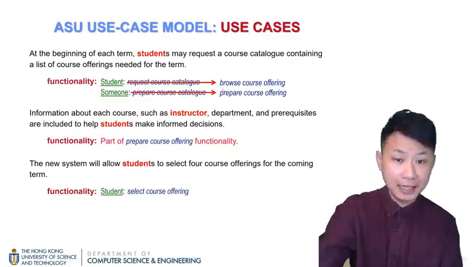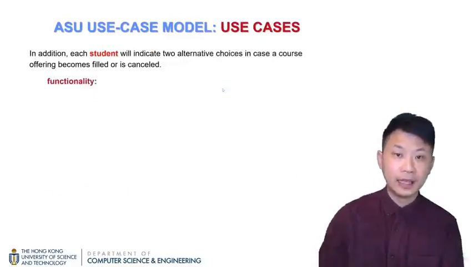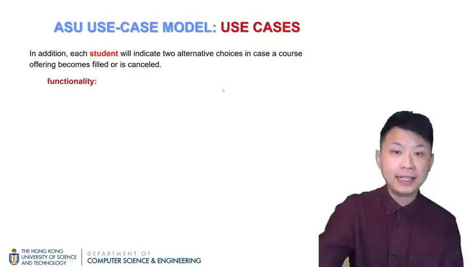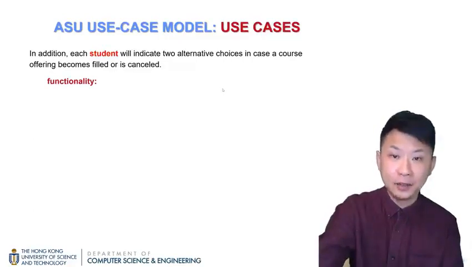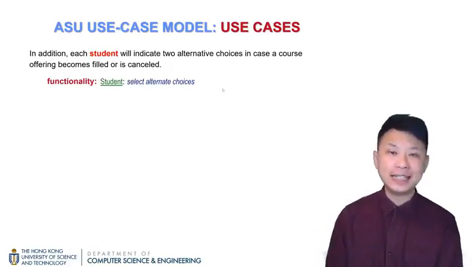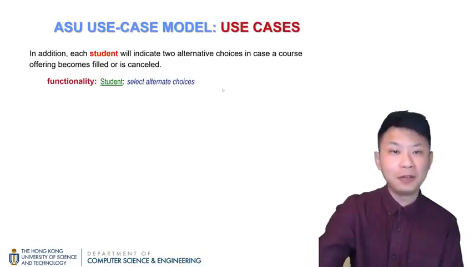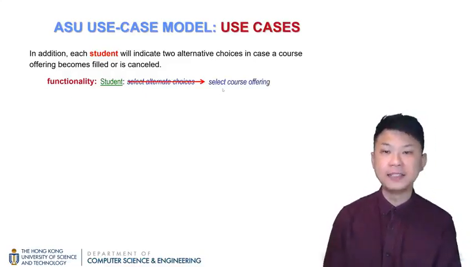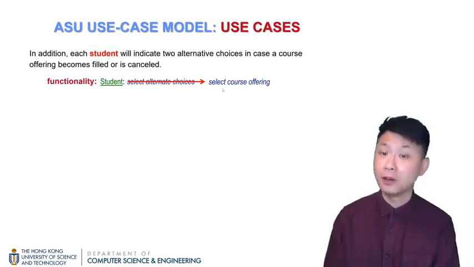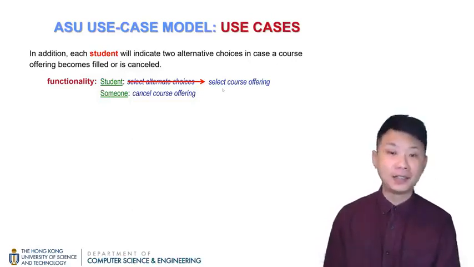And in the first sentence, we can see that students, they can select course offering. And in the fourth sentence, we can see that students, they can indicate two alternative choices on the system. So we can say that students, they select alternative choices. But notice that those alternative choices, they are still courses. So that's why we're going to refine it as student, again, is going to select two alternative course offerings on the system. And then someone is going to cancel course offering.